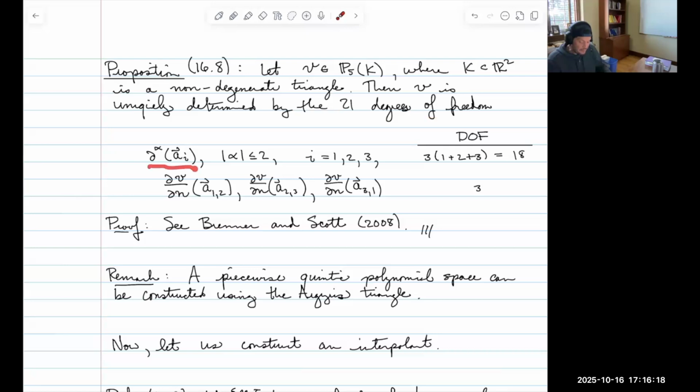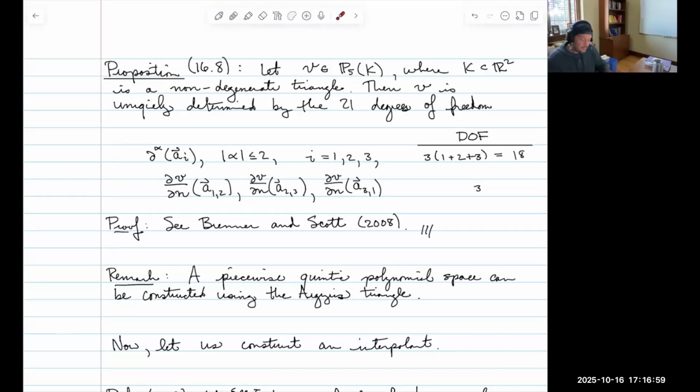Those 18 degrees of freedom: function value, 2 derivatives, and 3 second partial derivatives at each one of the vertex nodes, for 18 total, and then 3 normal derivatives at the edge midpoint nodes. So 18 plus 3 is 21 degrees of freedom. So if you tell me the values of a polynomial of degree 5 at these 21 degrees of freedom, then that uniquely determines that polynomial.